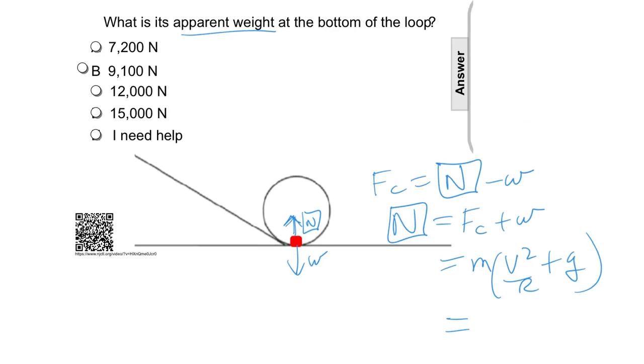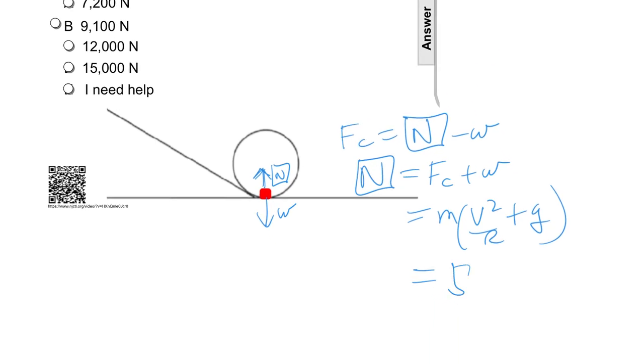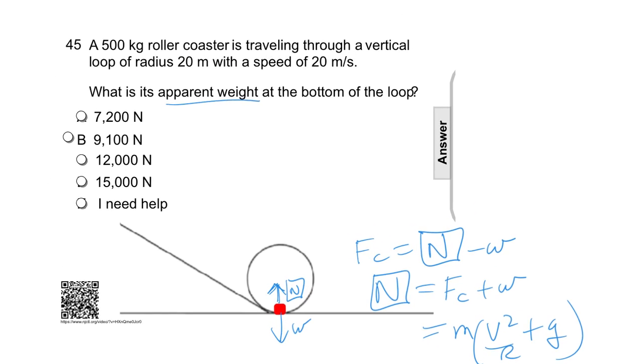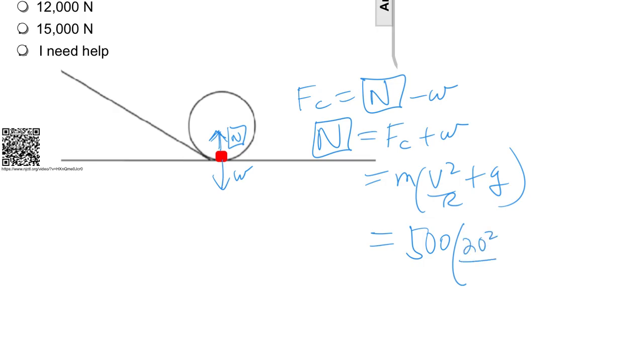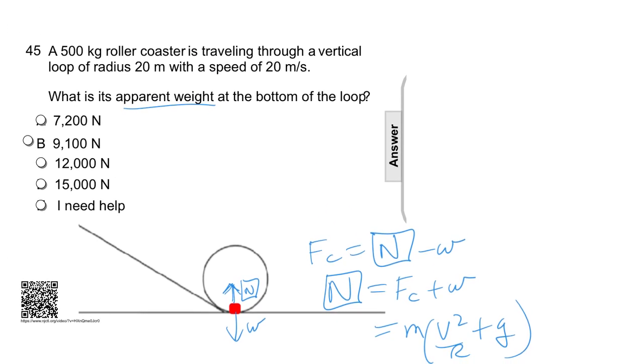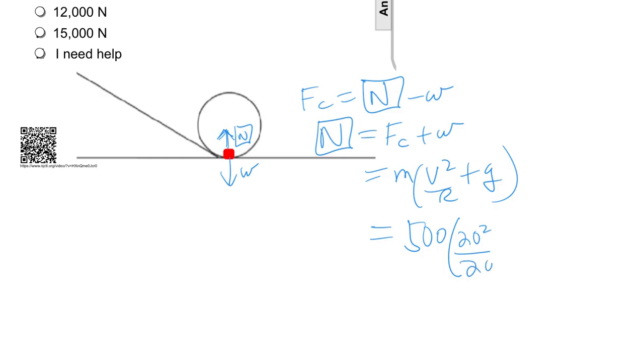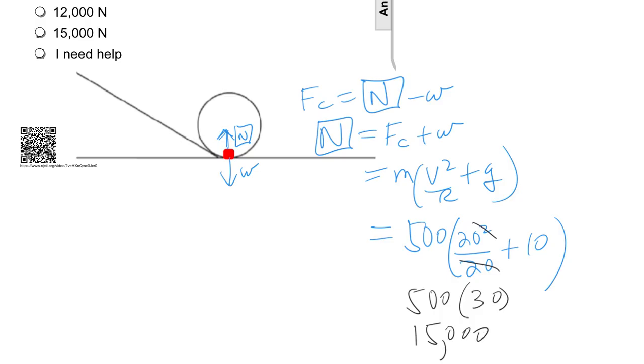Okay, so the mass is 500, v squared, 20 squared over the radius, 20 plus 10. So I can do this shortcut, 30 times 500. So that'd be 15,000 newtons. Just kept feeling smushed.